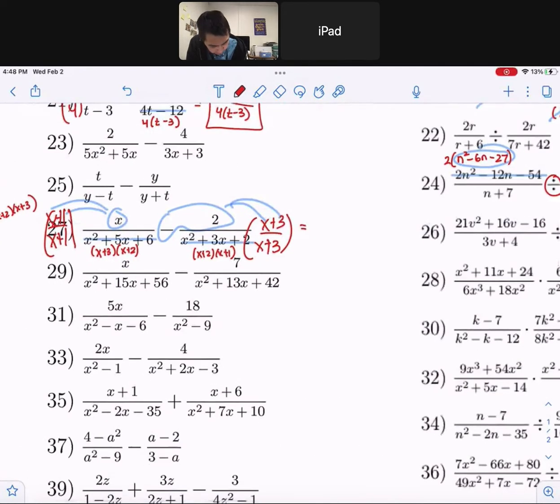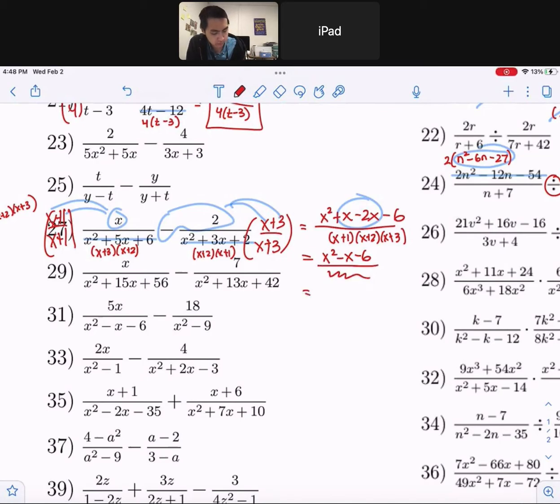x times x, x squared. x times 1, x. Negative 2 times x, negative 2x. Negative 2 times 3 is negative 6. All over the LCD, x plus 1, x plus 2, all over x plus 3. Combine like terms, so we have x squared minus x minus 6, and notice this is something you can factor. Now remember, this is all over the LCD.